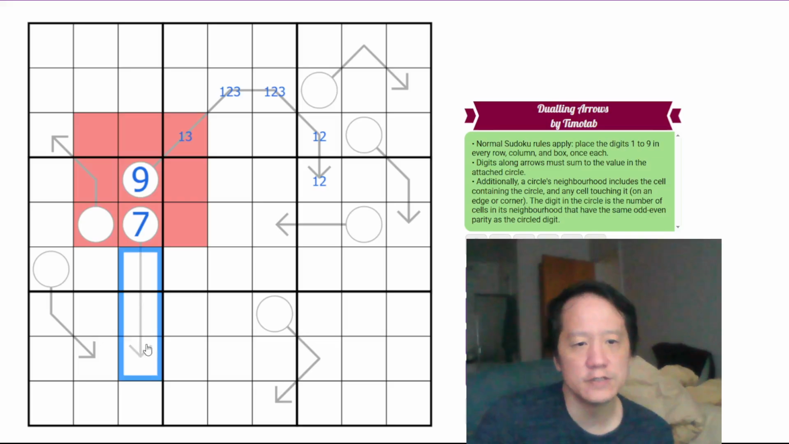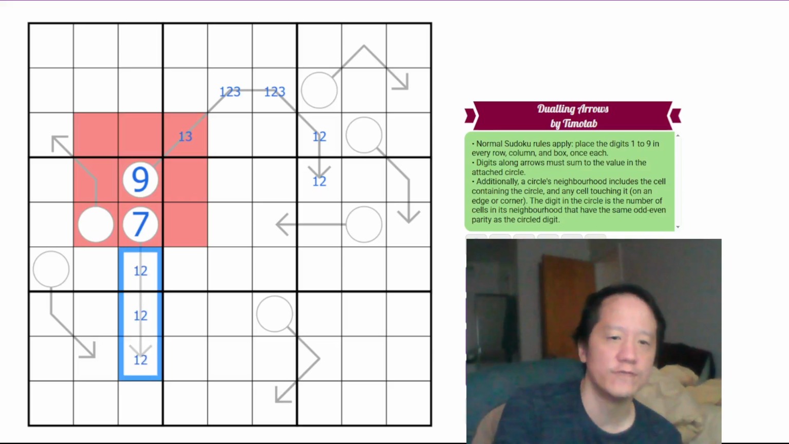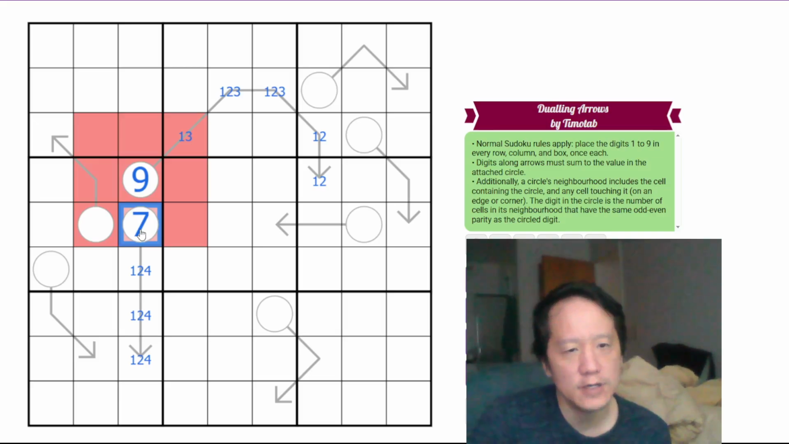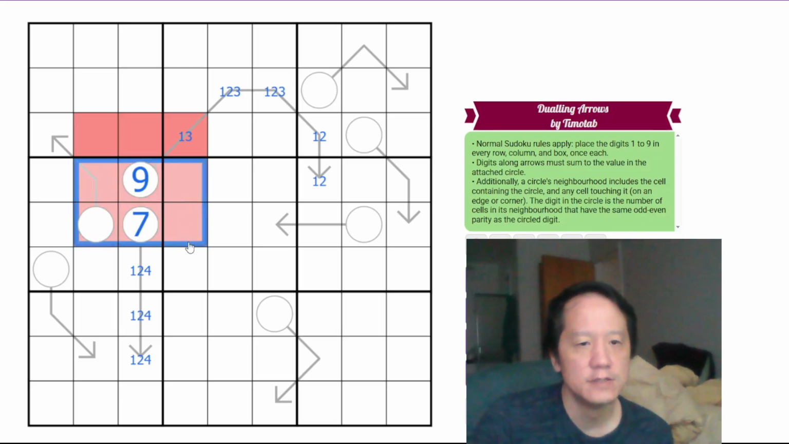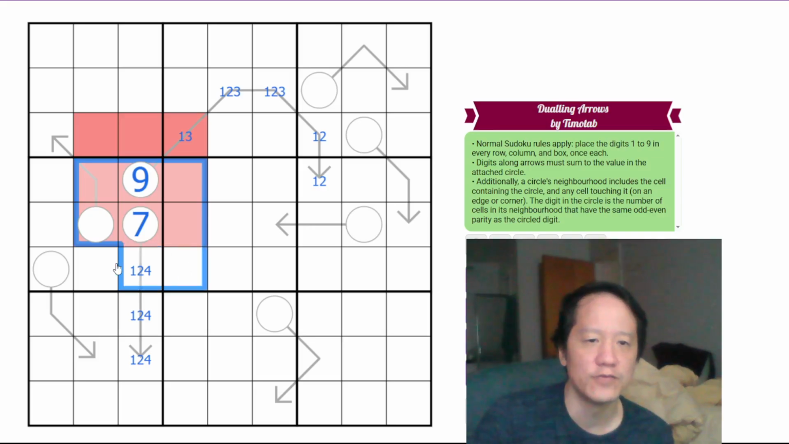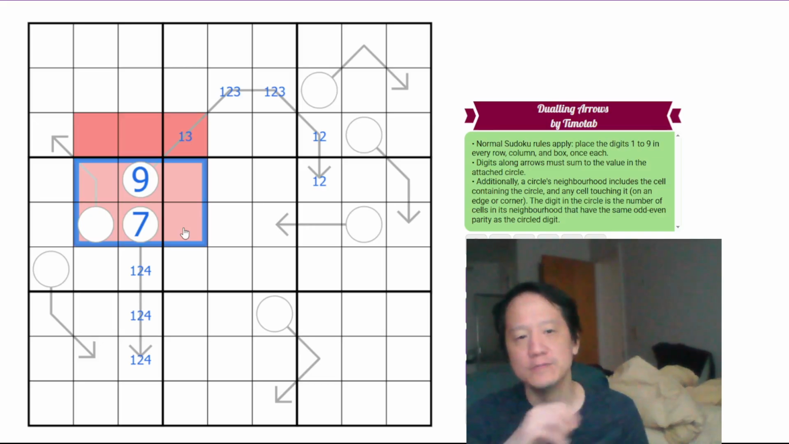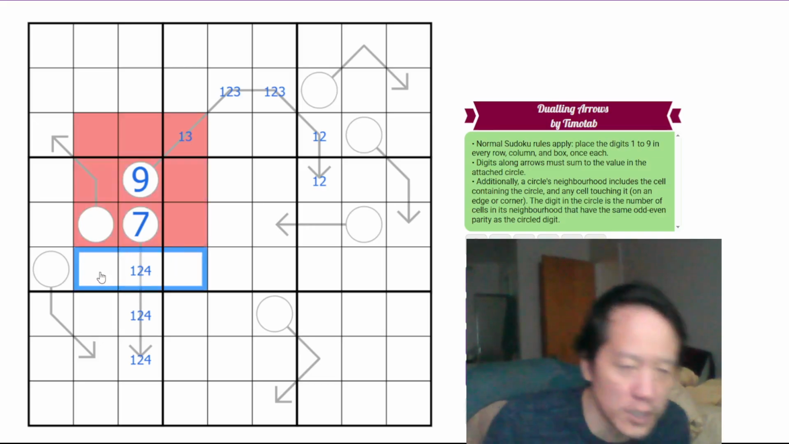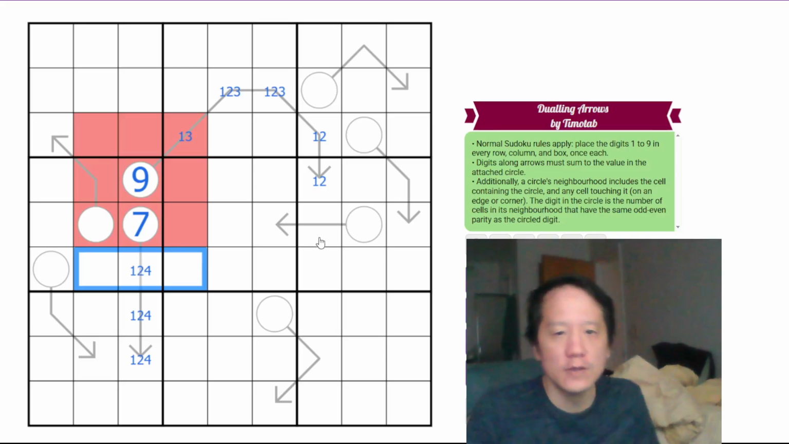So that means this is equal to 1, 2, and 4 to add up to 7. This 7 says that of the surrounding 9 cells, 7 of them are the same parity. Well, we have 6 here, which are the same parity. We need 1 more here.